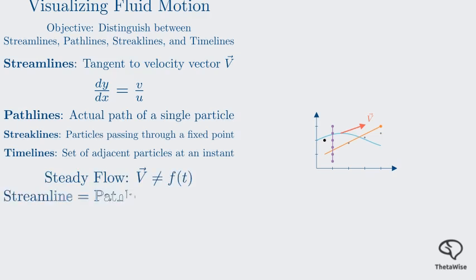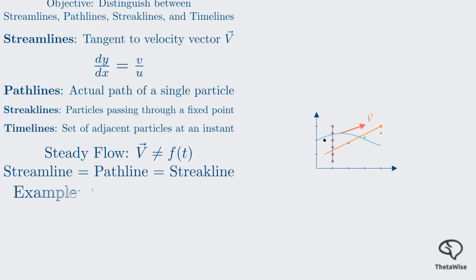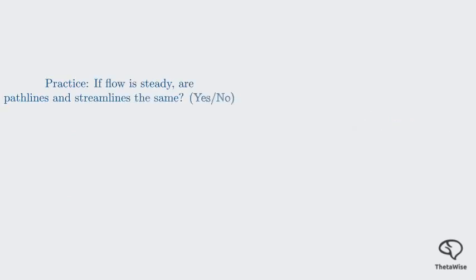Note that in steady flow, where the velocity doesn't change with time, streamlines, path lines, and streak lines are all identical. They only differ in unsteady flow. Think of a rotating sprinkler. The water droplets flying out follow a straight path line, but the continuous spiral shape of the water stream you see is the streak line. Quick check. If the flow is steady, are path lines and streamlines the same? The answer is yes. For steady flow, all 3 lines coincide.